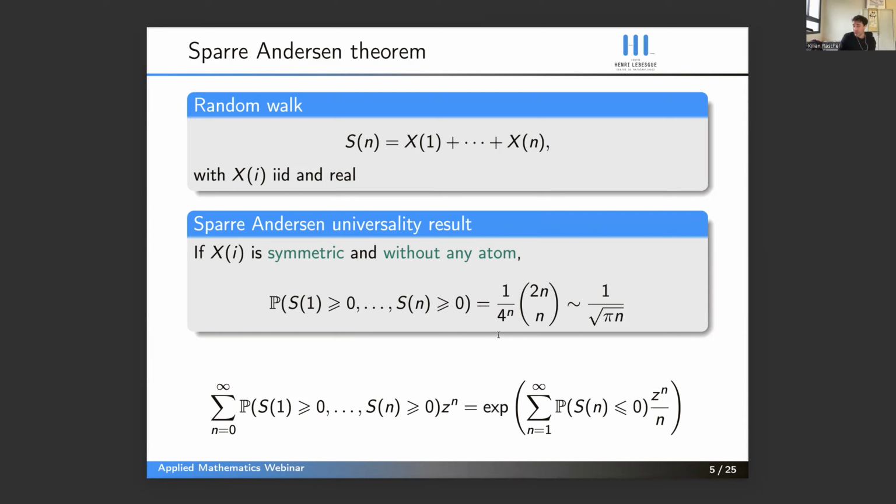Now if you have this power series, we can just compute the coefficient of z to the n, and you get this nice and beautiful binomial coefficient. So really, for the Sparre Andersen result, if you have this identity between two power series, it's an obvious consequence of this identity. But in fact, there are plenty of proofs. I would say that none is very simple. It's really something deep about the random walk.